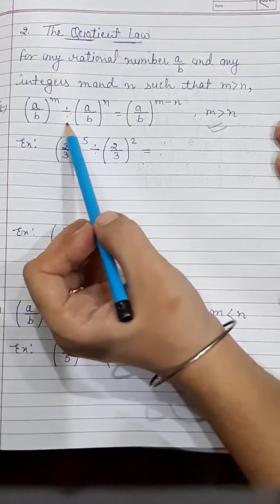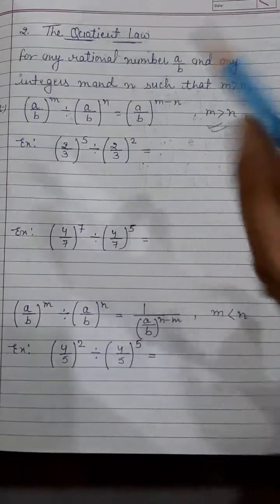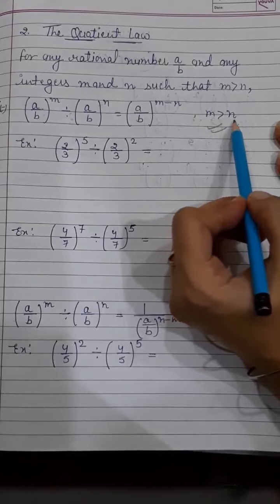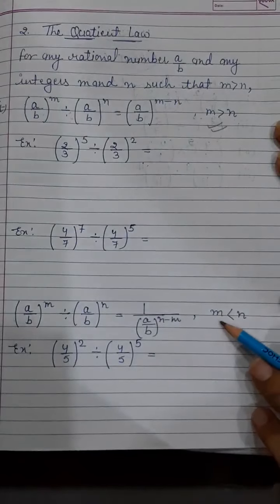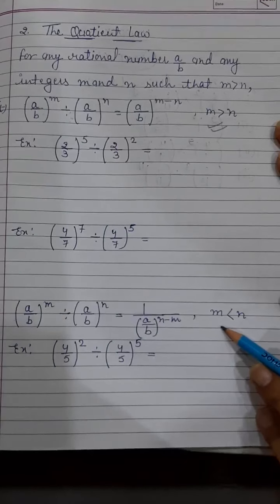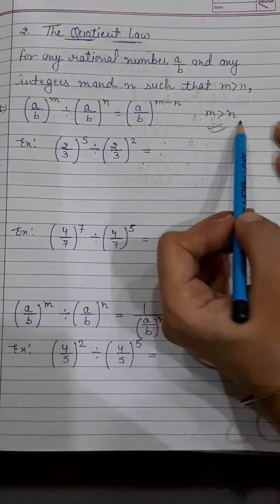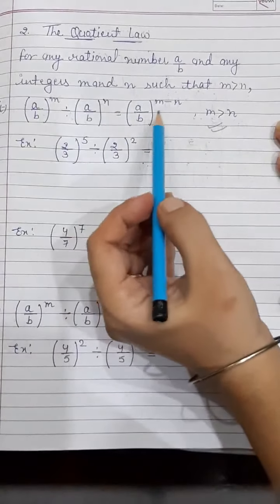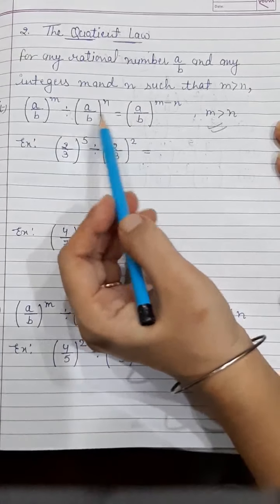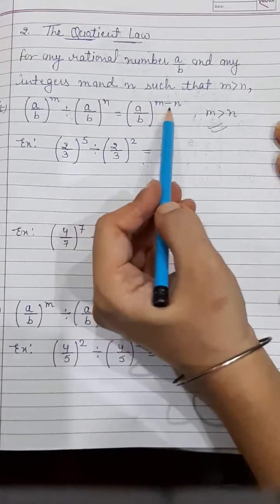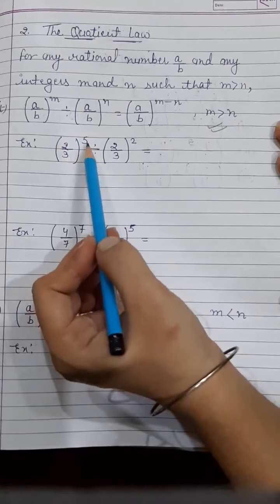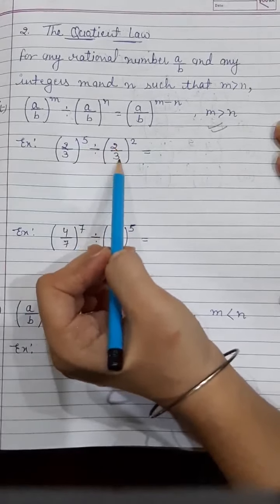In that quotient law there are two types of law. The first one is when m is greater than n, and the second one is when n is greater than m. So when m is greater than n, you have to write the same base and the powers are to be subtracted, m minus n. For example, 2 by 3 to the power 5 divided by 2 by 3 to the power 2.